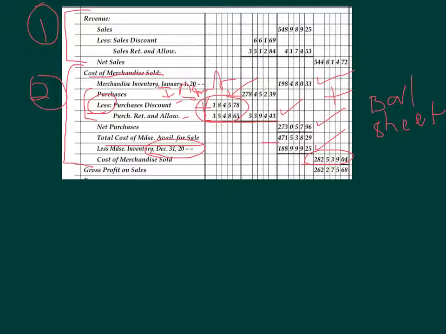Now we have to figure out our gross profit. And our gross profit is simply taking our net sales, $544,814.72, subtracting our cost of goods sold to give us our gross profit. Gross profit is the revenue remaining after the cost of merchandise sold has been deducted. Management uses this gross profit amount to determine how effectively the business is performing its primary functions of buying and selling merchandise.